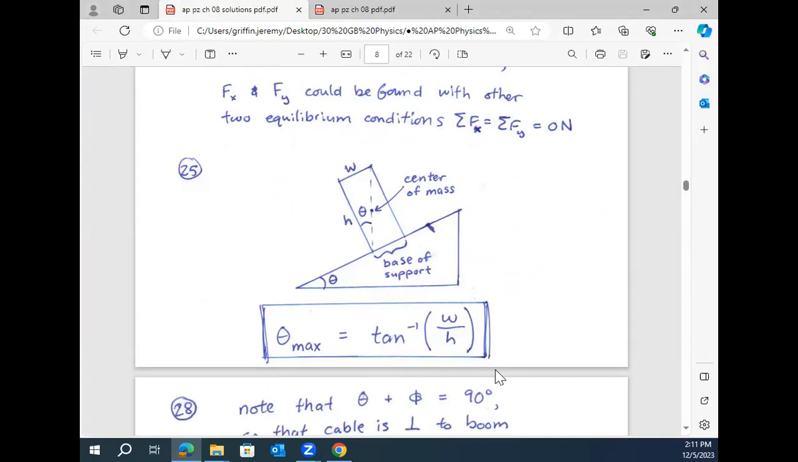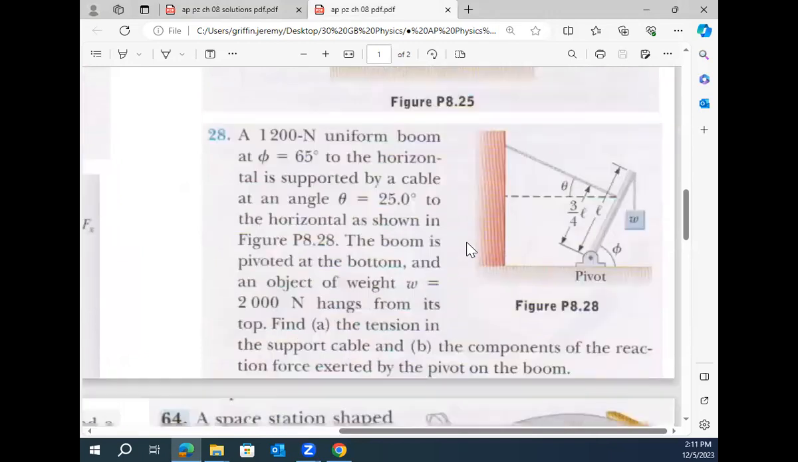All right, guys good? Yeah, it's right there. So you're doing geometry. Tangent of the angle is W over H. Therefore theta is inverse tan of W over H, right? And that's the critical angle at which it's about to topple. All right, guys good? All right, next one.